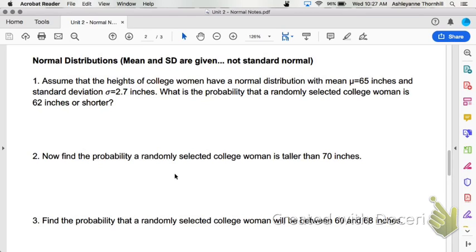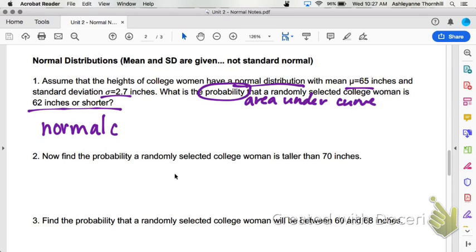So assume the heights of college women have a normal distribution. That is important that it tells me normal, so I'm going to underline that, with a mean of 65 and a standard deviation of 2.7. What is the probability? That just means area under the curve. What is the probability that a college woman is 62 inches or shorter? You don't have to draw a picture, but if you want to help you, then you can. But what would my normal CDF look like? 62 inches or shorter. So what would my lower bound be here?